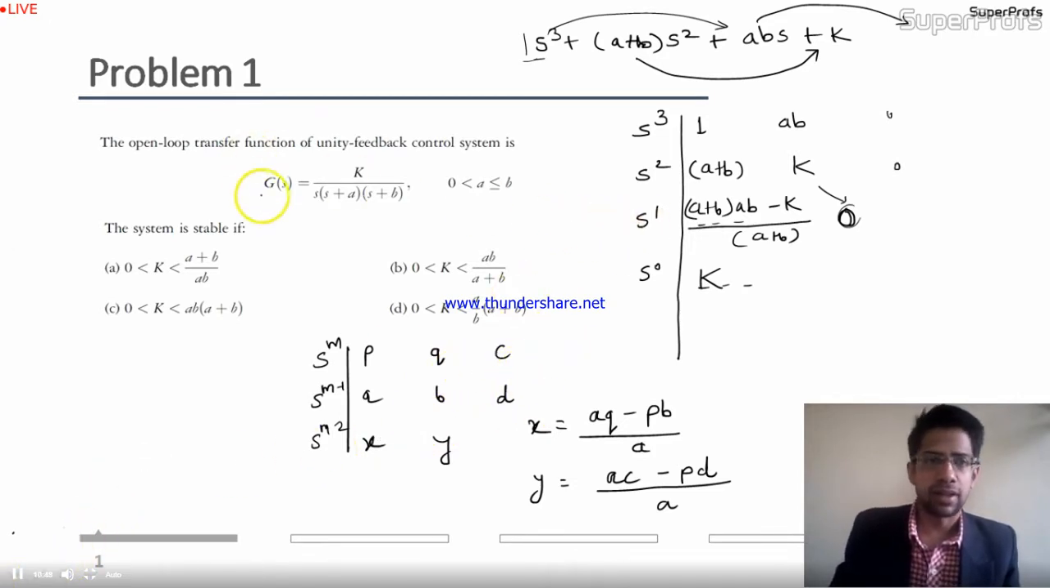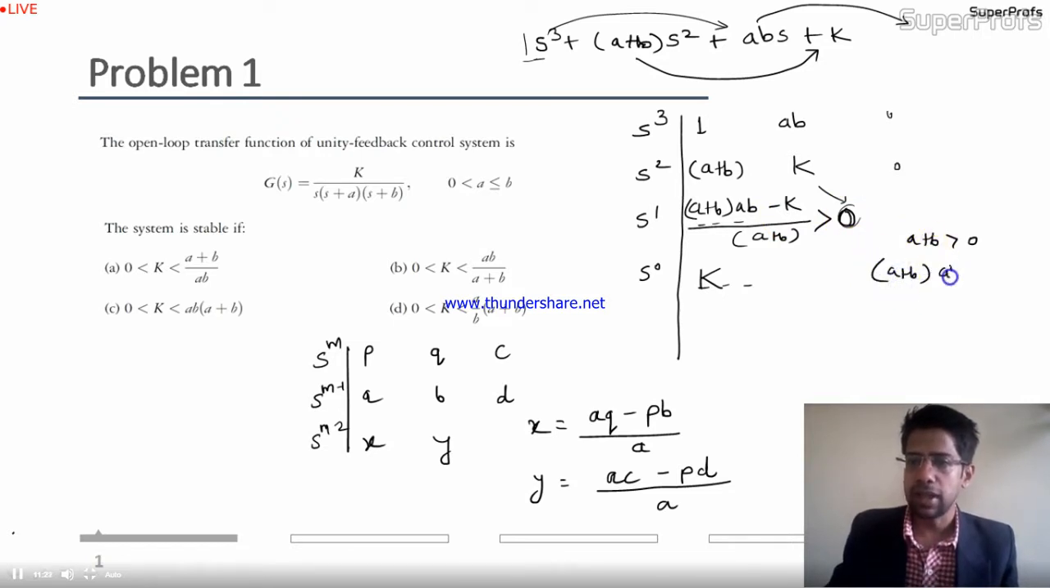Let me just write down that A plus B should be greater than 0. Also, this value here should be greater than 0. Let me write here only. So if you solve this, if you multiply on both sides by A plus B, which is actually positive, you will get A plus B into AB minus K greater than 0. So that means A plus B into AB is greater than K, and also K is greater than 0.